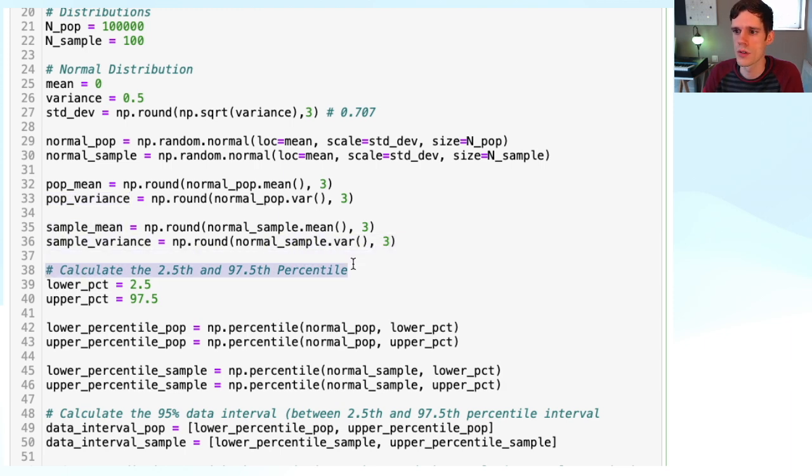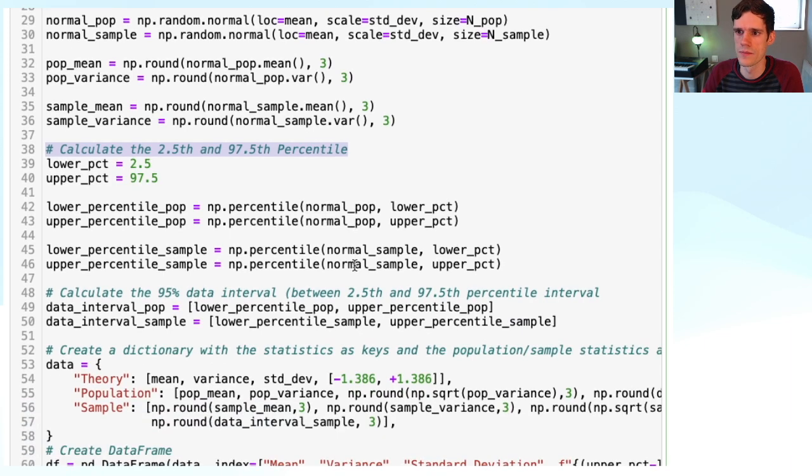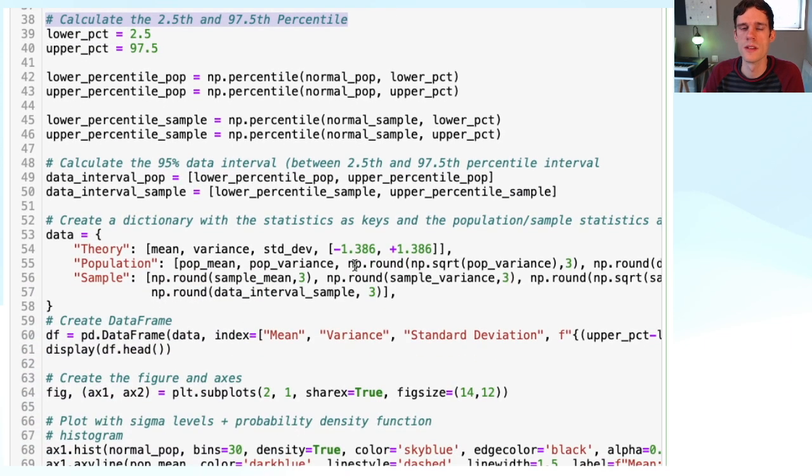And then we will calculate the data interval. And for now, we will compute the 95% data interval. To do this, we need 95% of the bulk data. So we omit 5% of the most extreme data. Therefore, 2.5% at the top and 2.5% at the bottom we want to ignore. Therefore, the percentiles that we need are the 2.5 percentile and 97.5 percentile, which is what we define here.